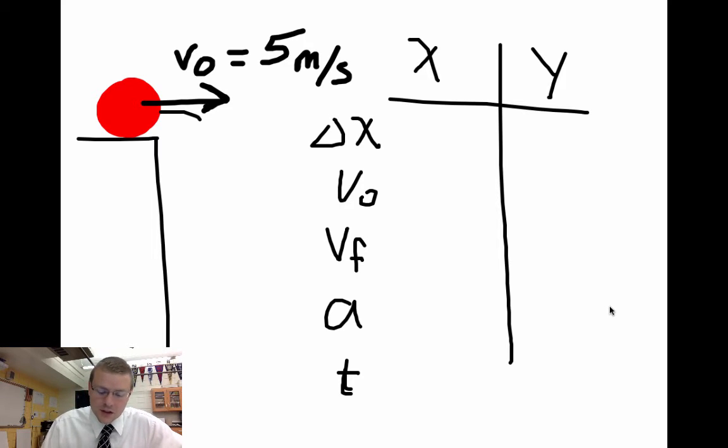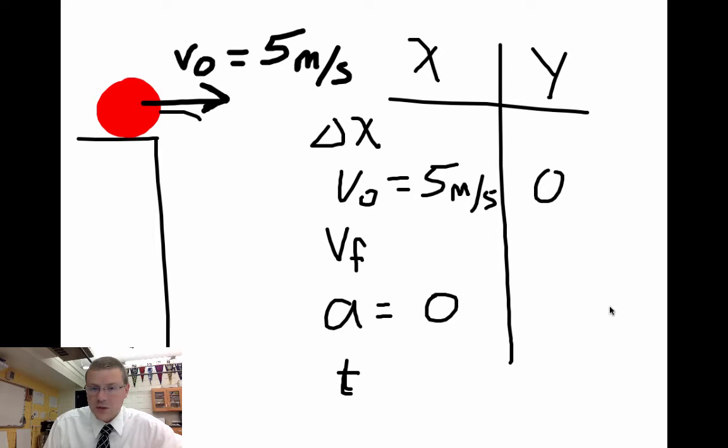So as we look at this initial problem we've got here, initial speed is 5 meters per second in the horizontal direction. And since the ball hasn't fallen off the cliff yet, there is no initial speed in the y direction. It has not fallen down yet. One thing we do know about acceleration is that the horizontal motion is constant, so there is no acceleration, which means the final speed must be the same as the initial speed.